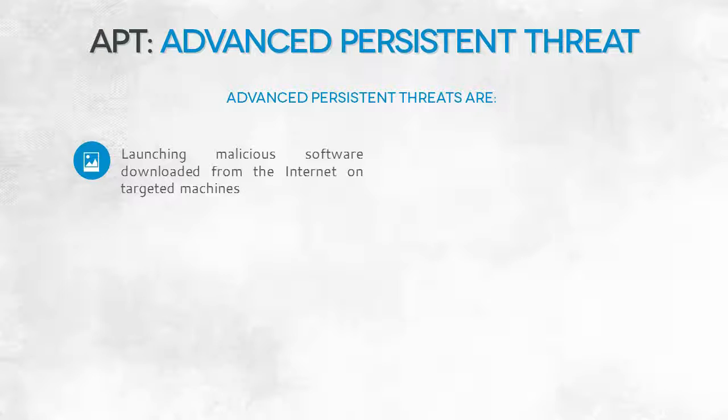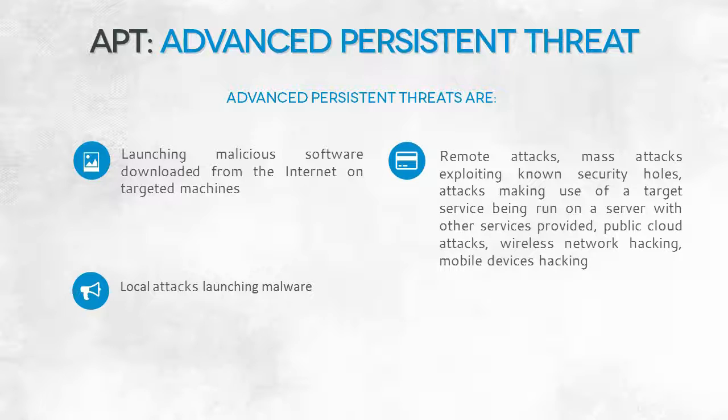Today, advanced persistent threats are understood as attacks that successfully launch malicious software on targeted computers. Malicious software is a broad term. We'll show you why launching a program can cause an attacker to take over a system. Local attacks and large-scale attacks that exploit vulnerabilities in security systems. We'll talk about this vector in the following modules.